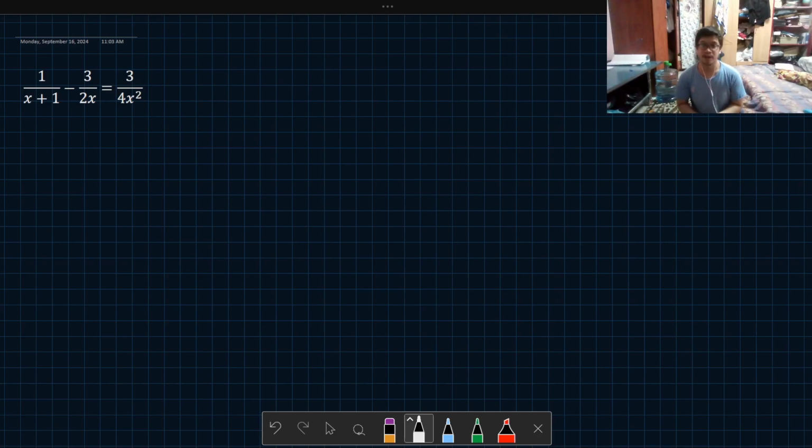Let's solve a given rational equation. Here we have 1 over x plus 1 minus 3 over 2x is equal to 4x squared. When it comes to solving a rational equation, there are some ways to solve it, but it depends on a given problem.